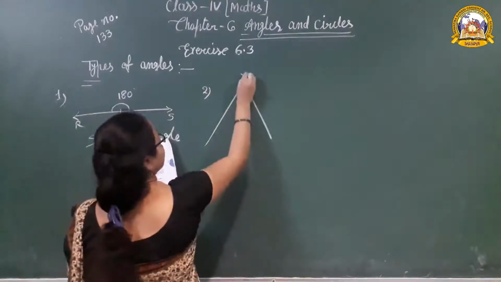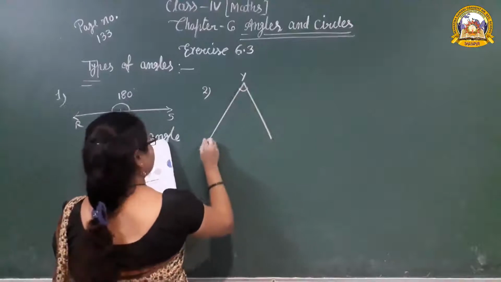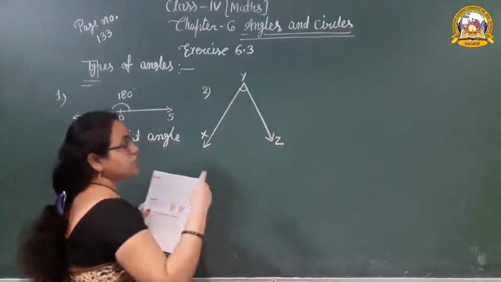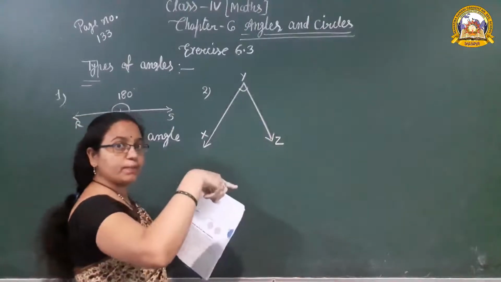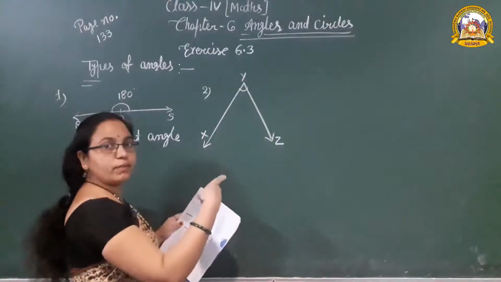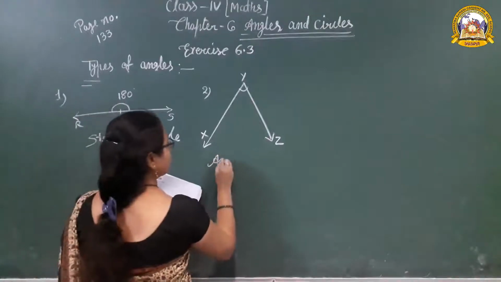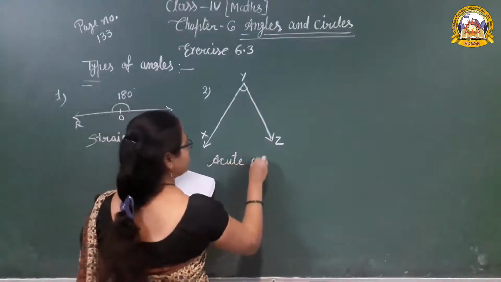Okay. Second, this angle, X, Y and Z. Yes, it is in which shape? In an A shape. An A shape means which type of angle? Less than 90 degree means acute angle. Acute angle.